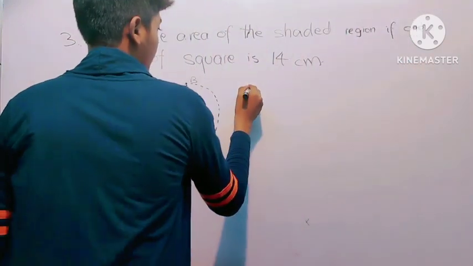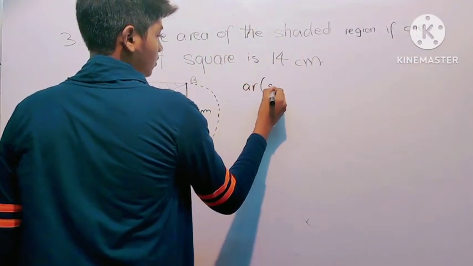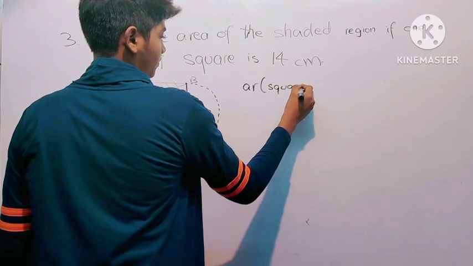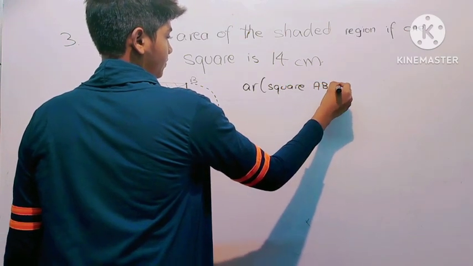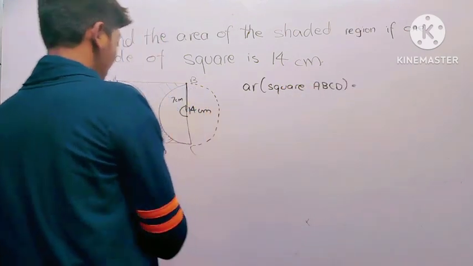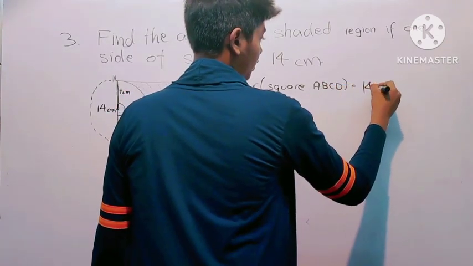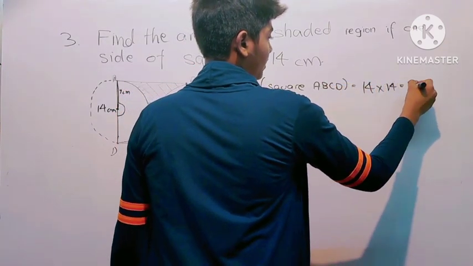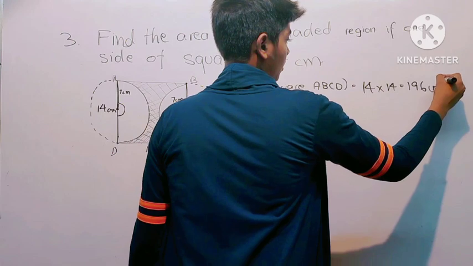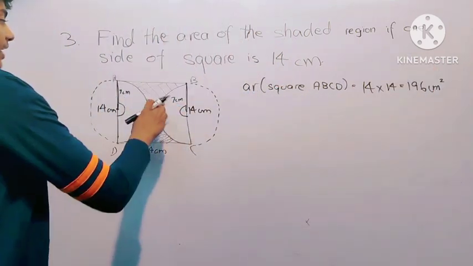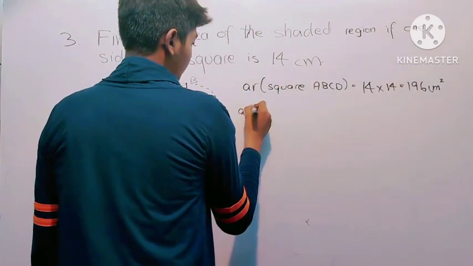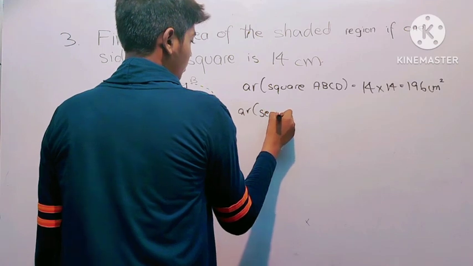So let's first find the area of square ABCD. The side of the square is 14, so 14 into 14 will be 196 centimeter square. Next we find the area of one semicircle.